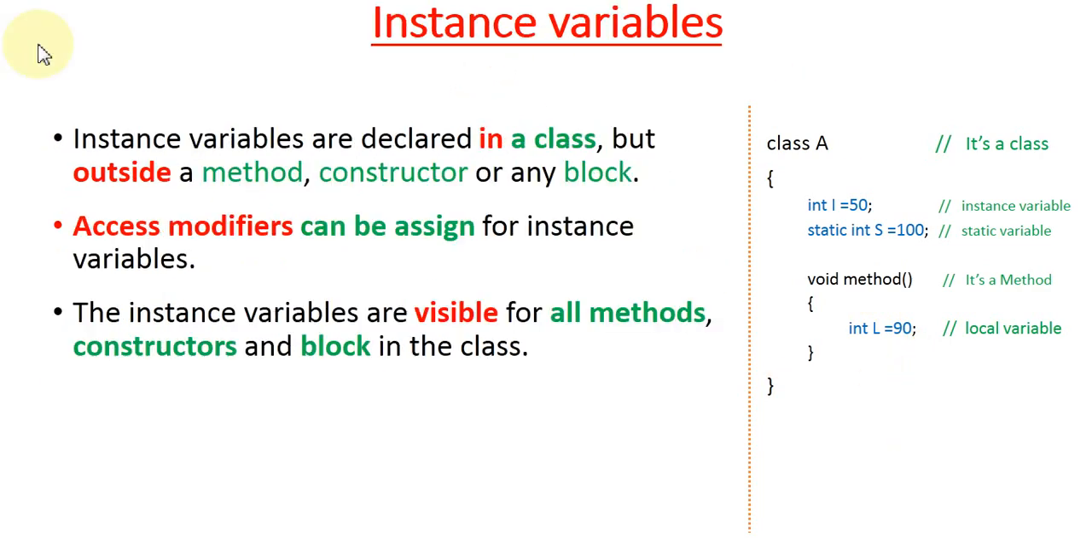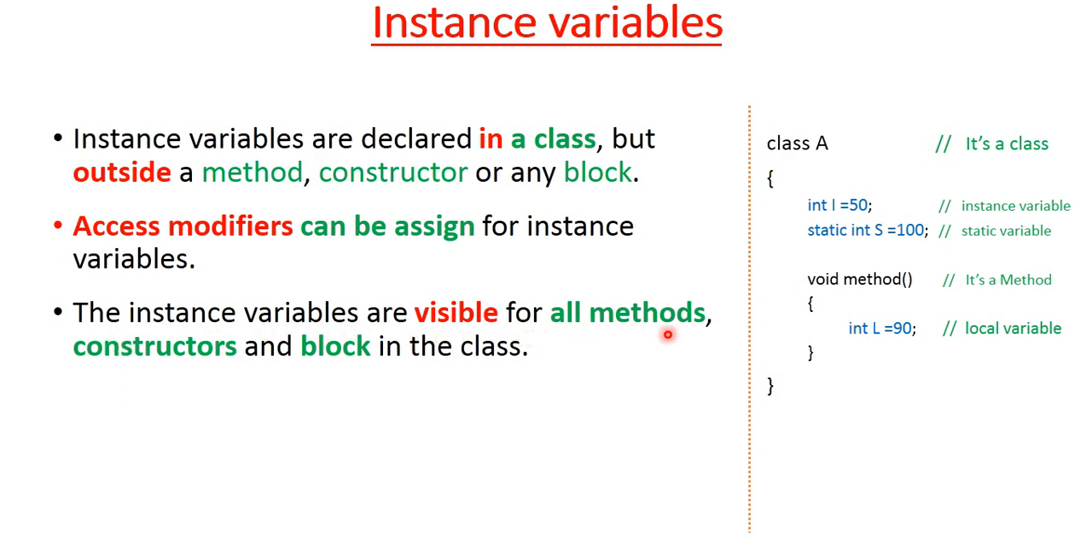So let's move on. Instance variable. Instance variables are declared in a class but outside a method, constructor, or any block. So now we came to a variable which is declared inside the class but outside the method, constructor, or any block. An access modifier can be assigned for an instance variable. So whenever we declare an instance variable, we can also mention what kind of access modifier it has, like public, private, protected, or default.